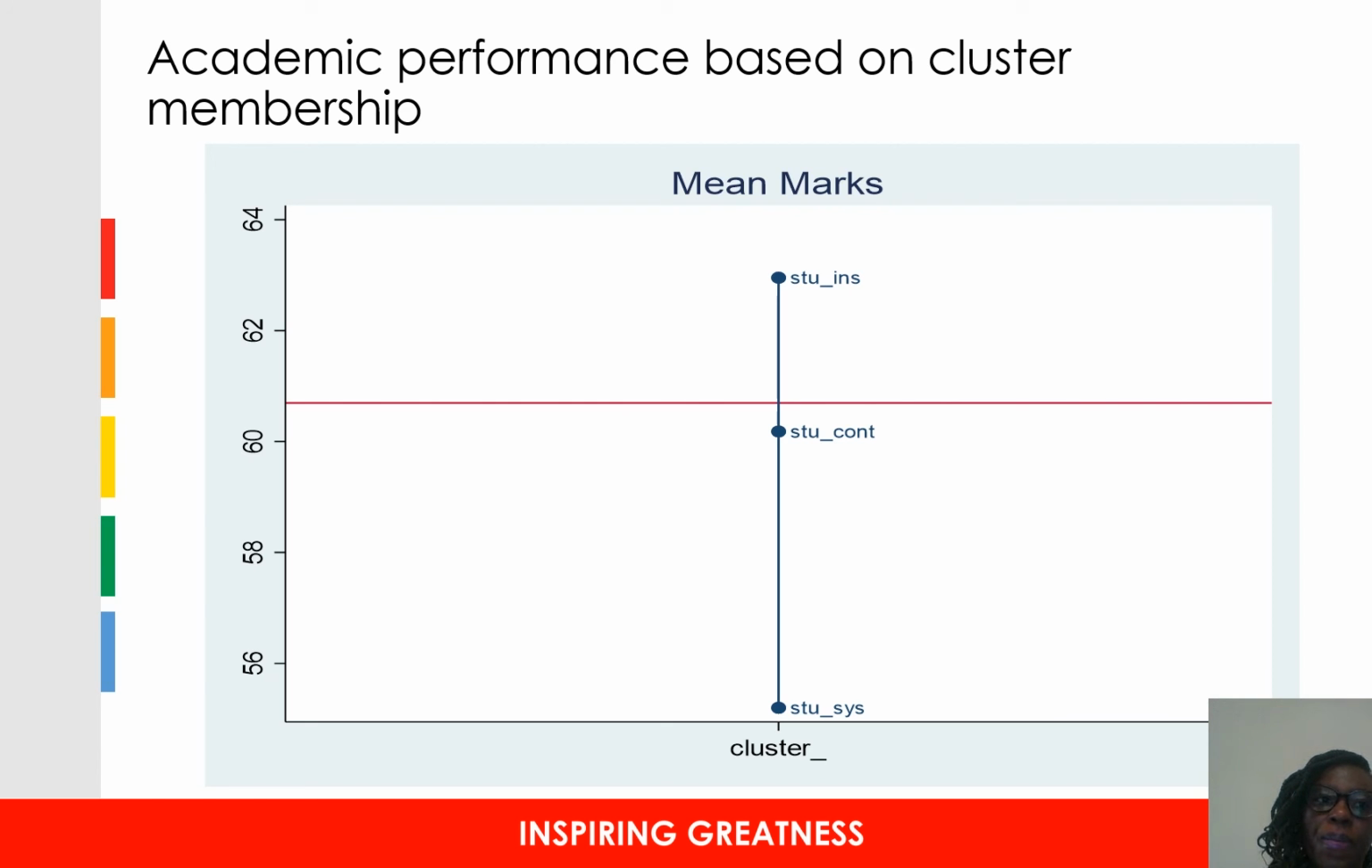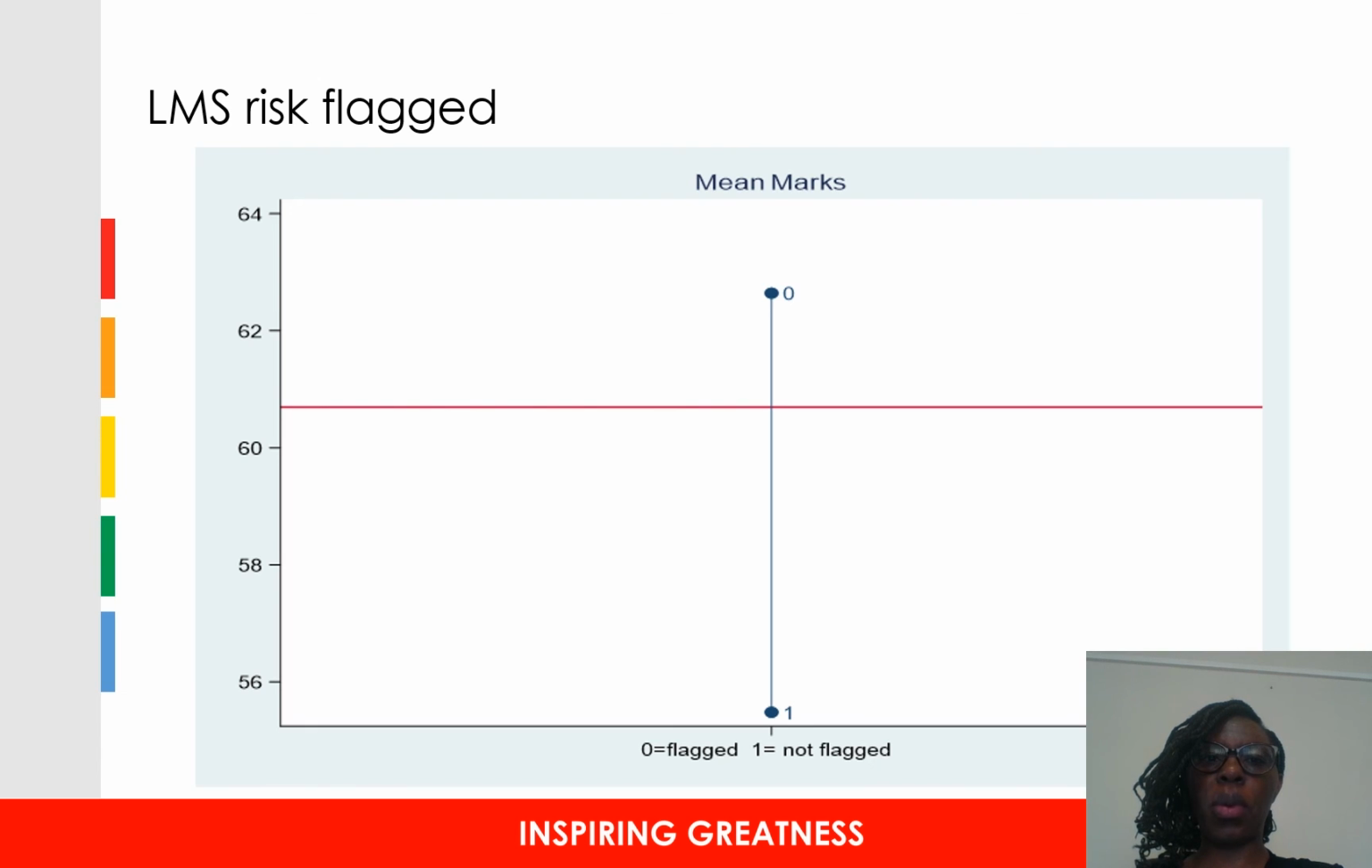On this slide, we present the analysis of students who were flagged by the learning management system as being at risk. And our findings are similar to the content analysis and cluster analysis. We find that there was a difference of approximately 7 marks between students who were flagged as being at risk and those who were not at risk. In other words, students who were at risk were most likely to get 7% less marks than those who were not flagged as being at risk by the learning management system.